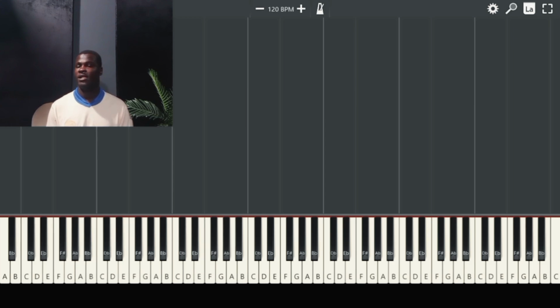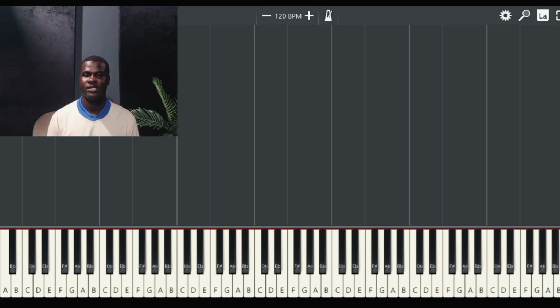Now, by the end of this lesson and down to subsequent videos as you follow, you will understand how the keyboard is arranged and how to find and locate your notes. So let's get started.